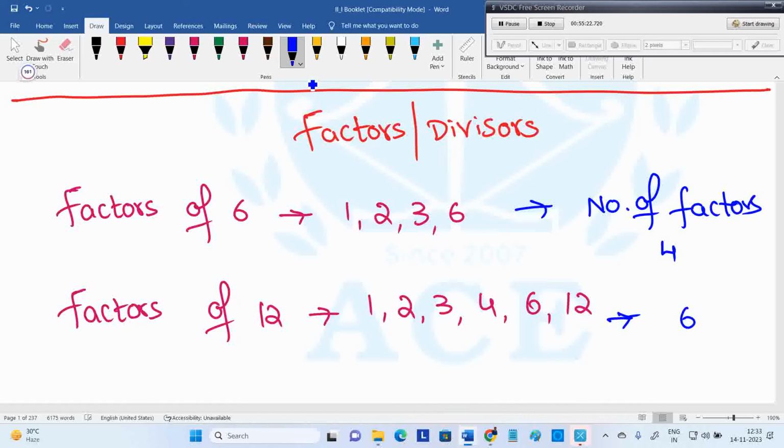Sir, if it is 6 and 12, it is very easy, why are you discussing this? My dear friend, in exam, they're asking to find the number of factors for 1800, 2400, like that, they're asking.